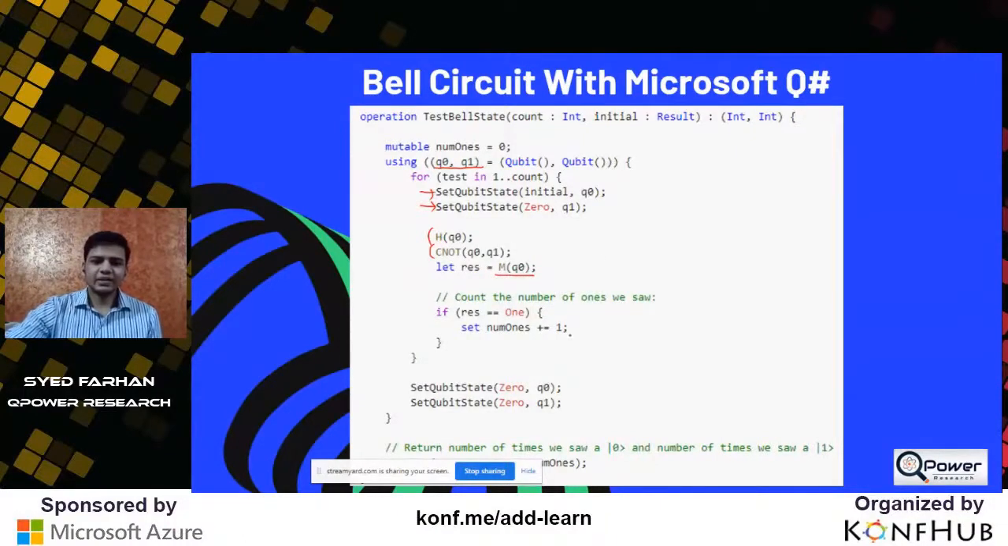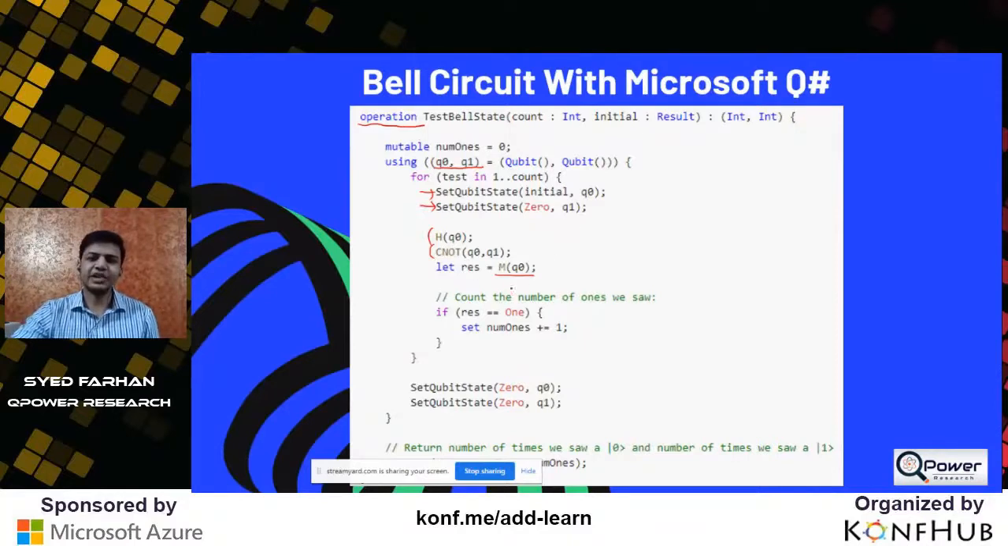So this entire thing was wrapped inside an operation. So what are operations in Microsoft Q Sharp? Like we have functions in classical programming, we have operations in quantum programming. It's like the functional counterpart of classical systems in quantum systems.